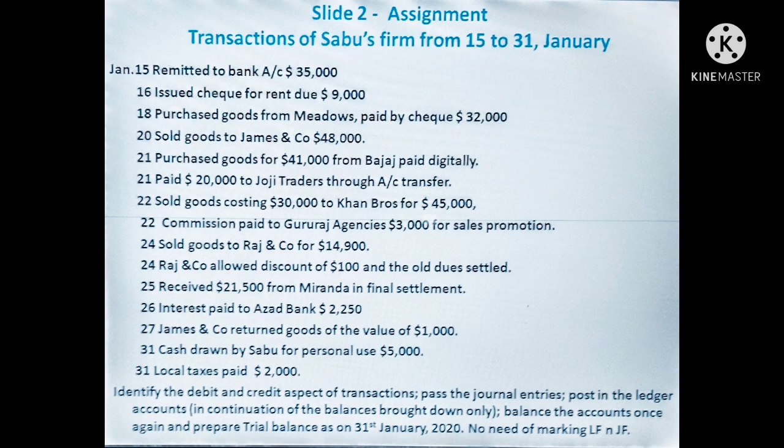Now, January 26, interest paid to Asad Bank. Interest paid is expenditure and cash goes out. Interest paid account debtor to cash 2,250. This interest is related to loan from Asad Bank, so that can be shown in narration. James and Company returned goods of the value of $1,000. We have sold goods to James and Company and they are now returning goods. So it is sales returns inwards. Returns inwards account debtor to James and Company. James and Company is giver to be credited.